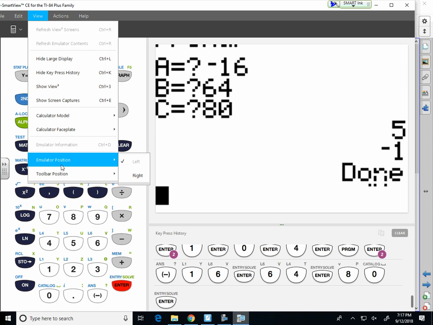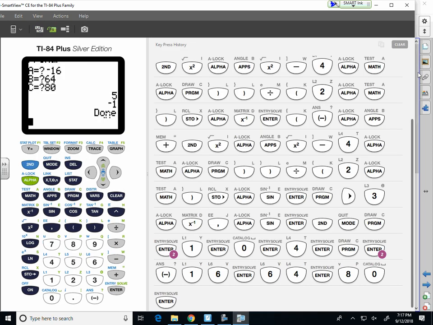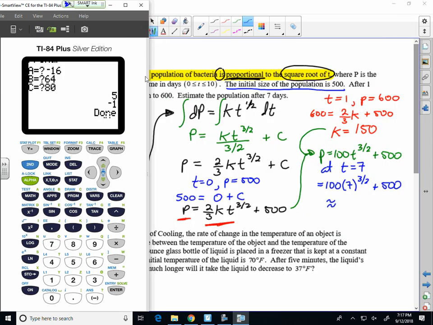I'm going to make this smaller. Hide large display and close this up. There we go.